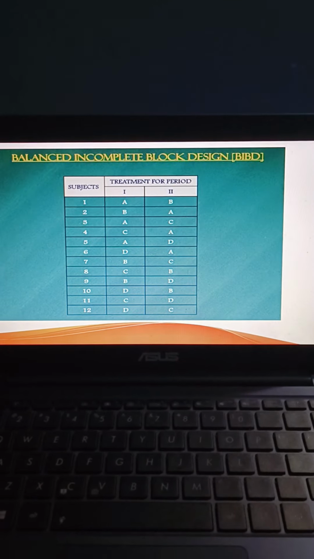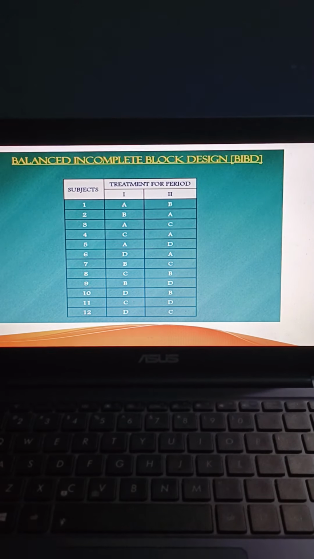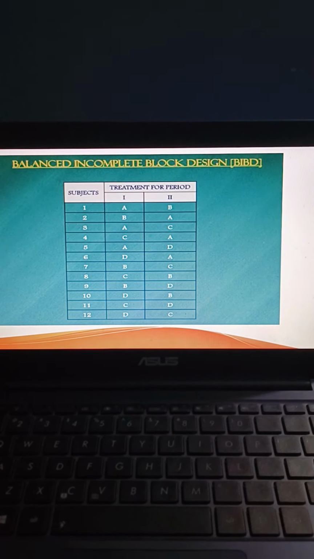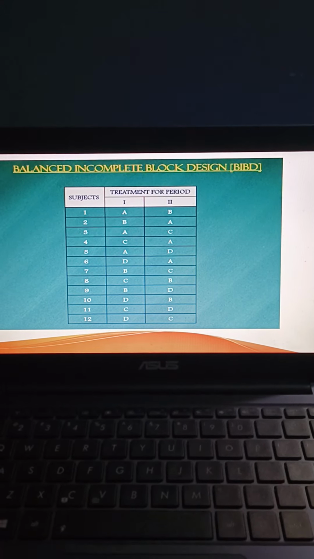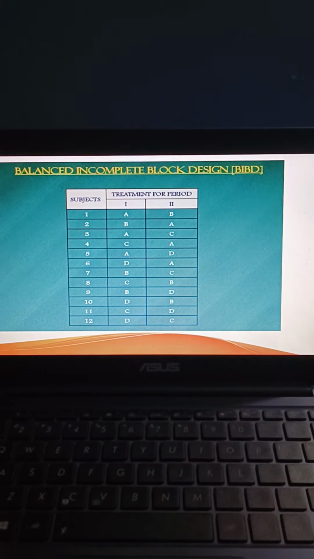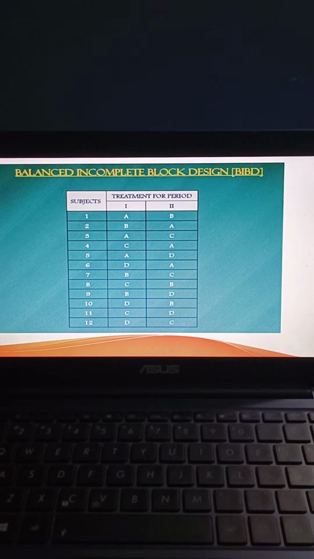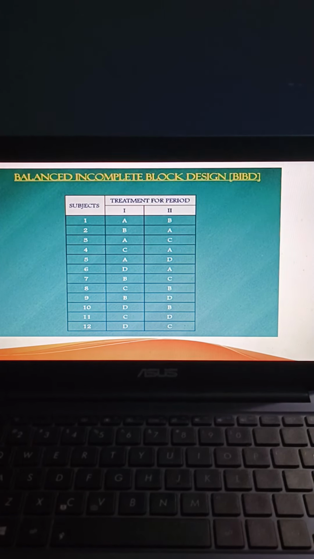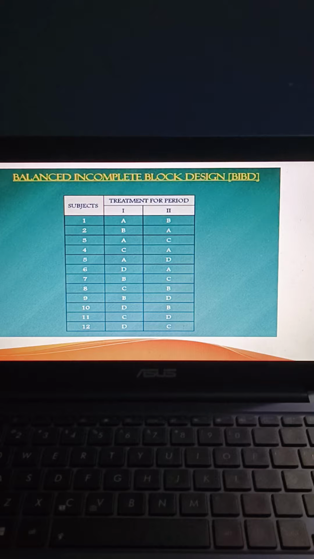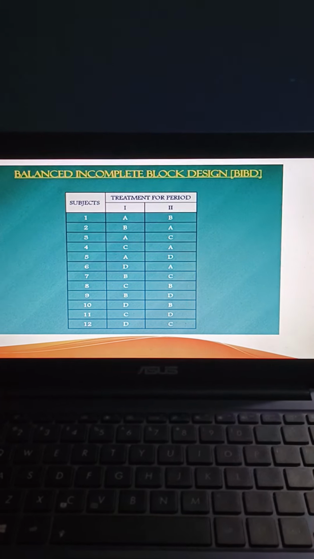Then balance incomplete block design, BIBD. Subjects 1, 2, 3, 4 up to 12 subjects. Treatment for period 1, 2, group 1 is A B, C A, B A, C A, D B, C B, D C, D. 2 is B A, C A, D A, C B, D B, D C. This is the balance incomplete block design, BIBD.